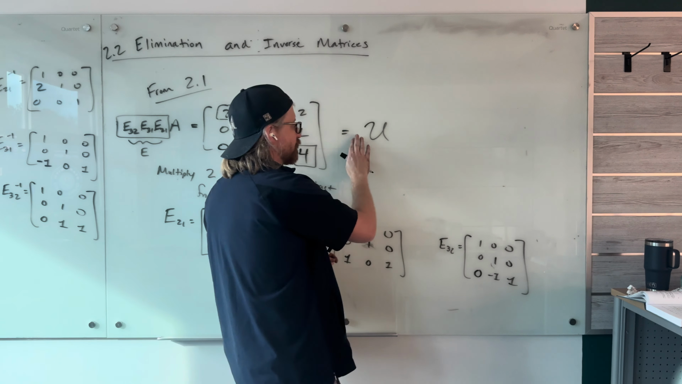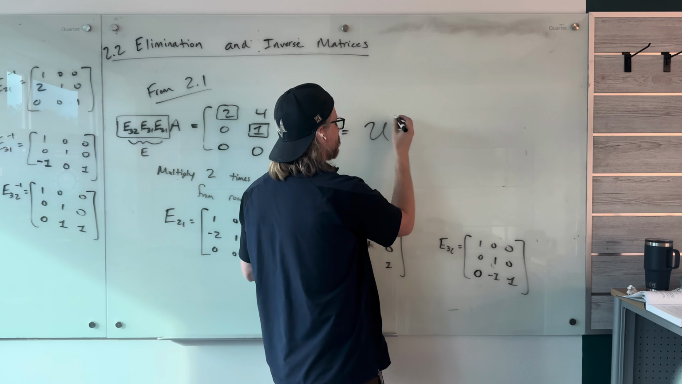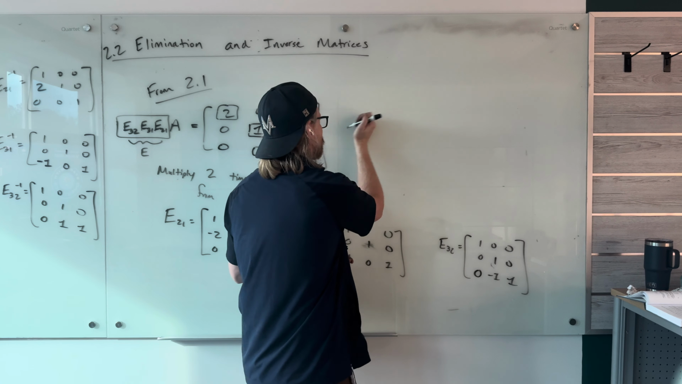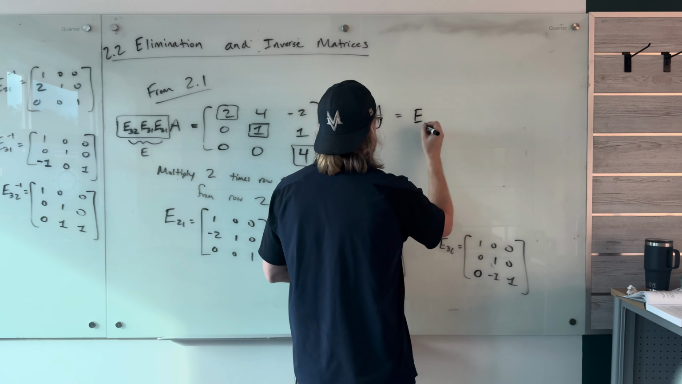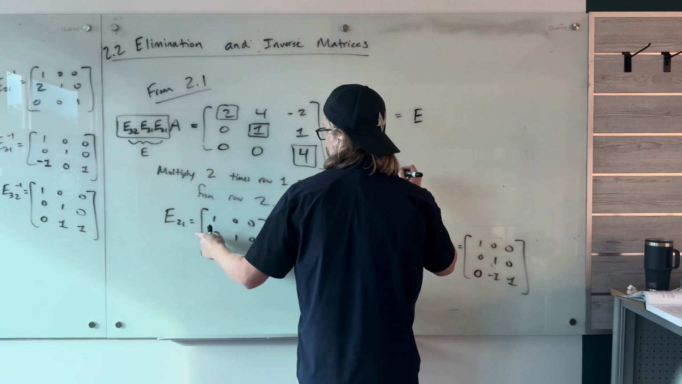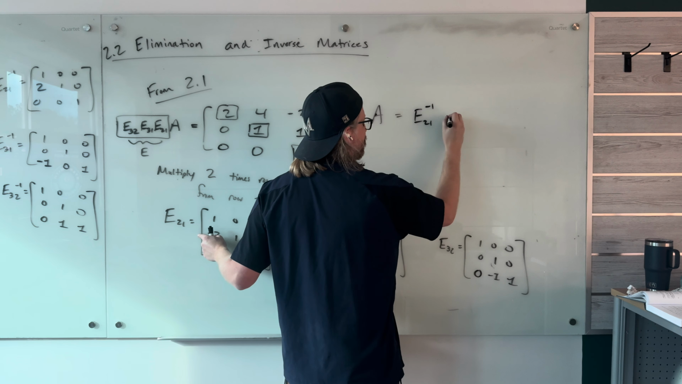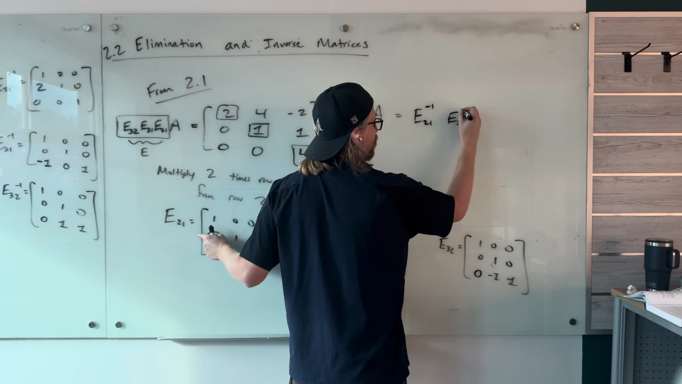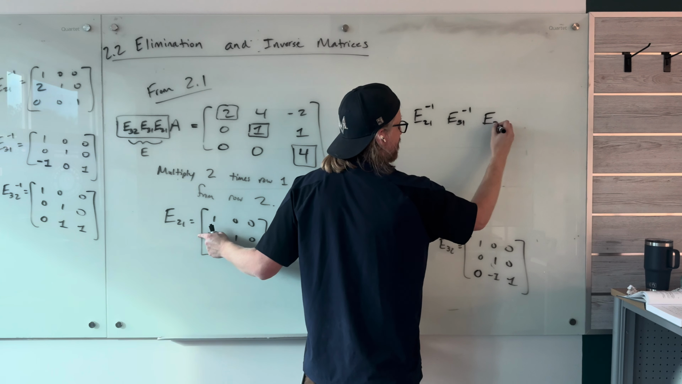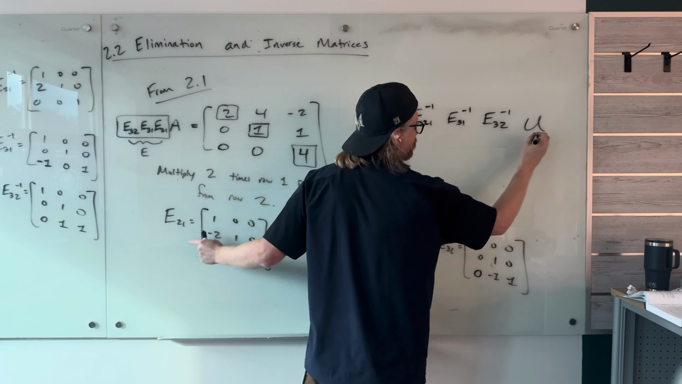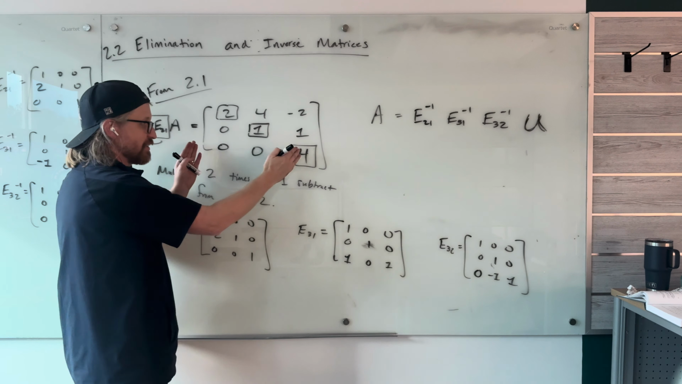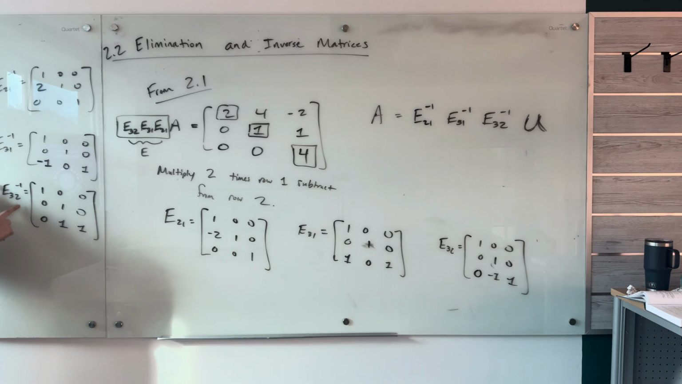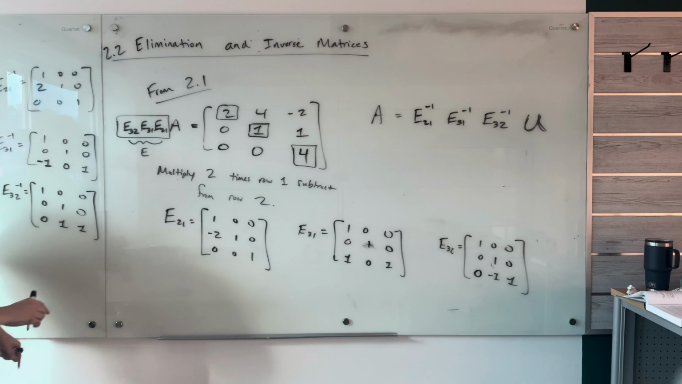So that means what's going to be out in front of this U, if I want to get this back down in terms of A, is that A is equal to E 2 1 inverse, E 3 1 inverse, and then E 3 2 inverse times U. This would recover the original matrix for A. So if I took this and I multiplied it by this one, then this one, then this one, notice how we're now going from bottom to top. This would recover A.